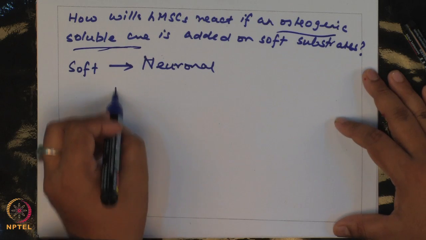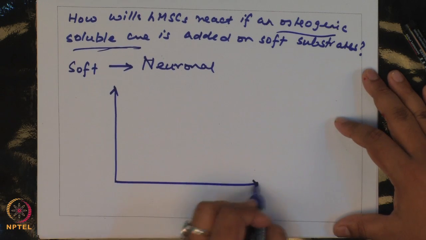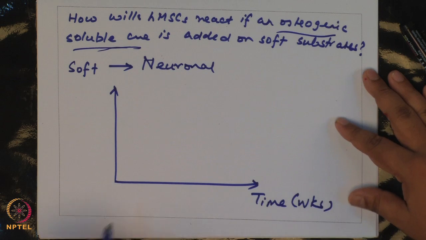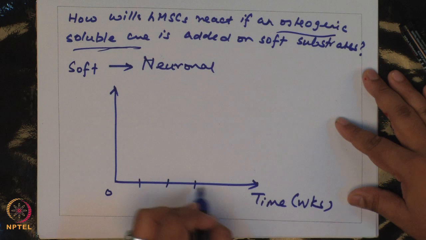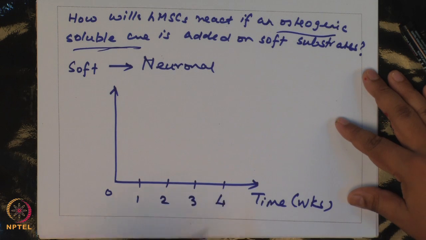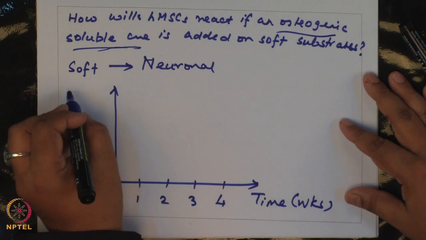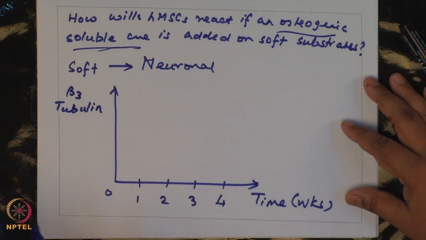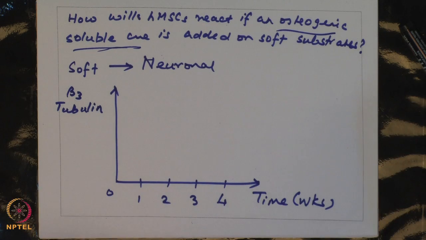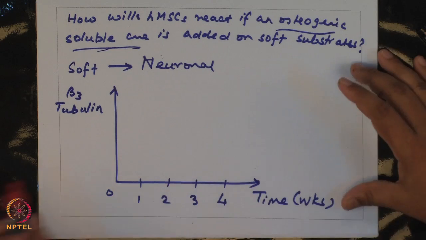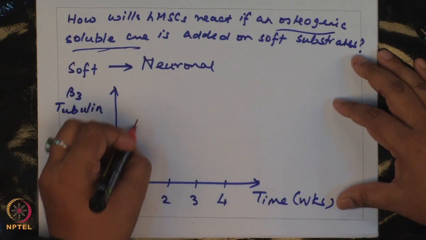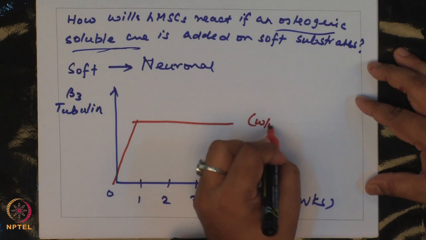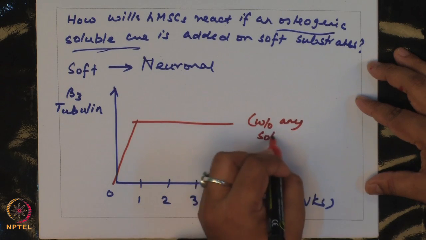So, what the study demonstrated, this is time in weeks, over a 4-week span. If you were to track beta 3 tubulin, which is a neuronal marker, what the authors observed was that the neuronal marker increased in a span of 1 week and stayed flat. So, this is without any soluble cue.